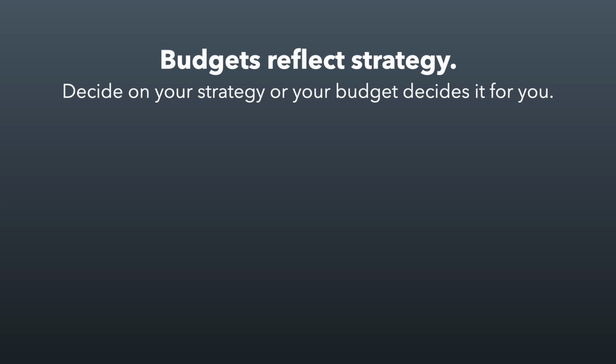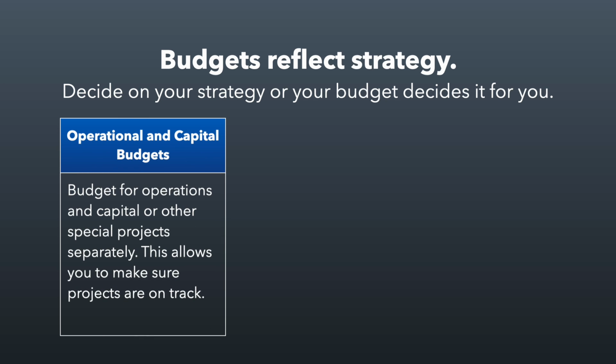Some principles or ideas to understand about budgeting in nonprofit organizations. First of all, a lot of nonprofits are dealing with both ongoing operational costs, but then also capital or special project costs. And it's important to budget for these separately. So you have your operational budget, and then if you're building a new building or doing any other one-time special thing, you have a separate budget for any capital or other special projects. And this is a way you can make sure that your projects are on track and they're not getting mixed in with your operational budgets.